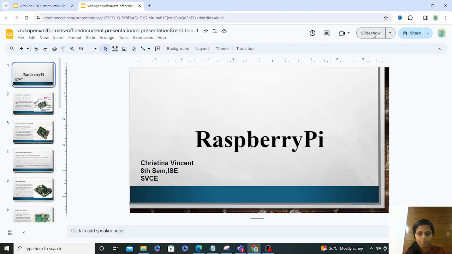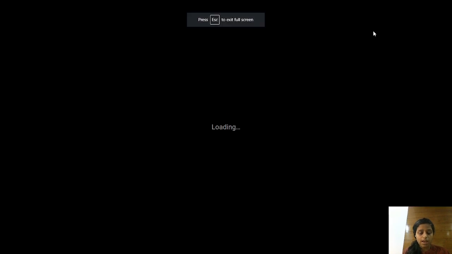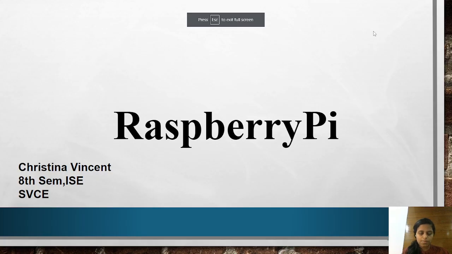So I'm going to discuss another topic, which is Raspberry Pi, which comes under the subject Internet of Things. So what is Raspberry Pi? Raspberry Pi is a debit card sized low cost computer that connects to a computer desktop or TV and uses a standard mouse and keyboard. It has a dedicated processor, memory, and a graphics driver just like a PC.